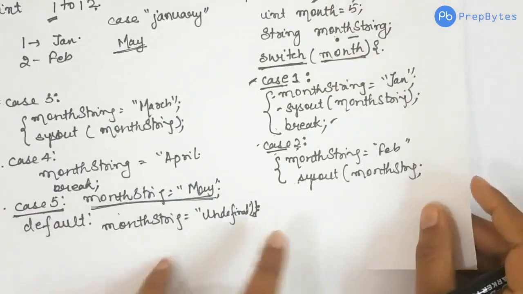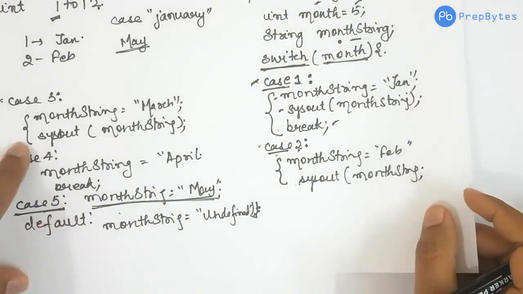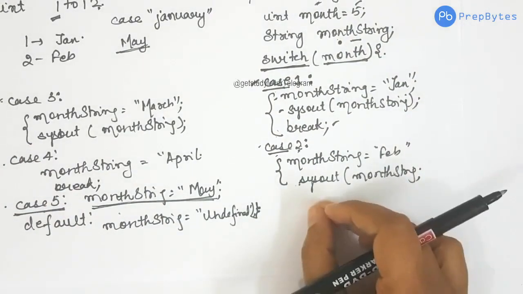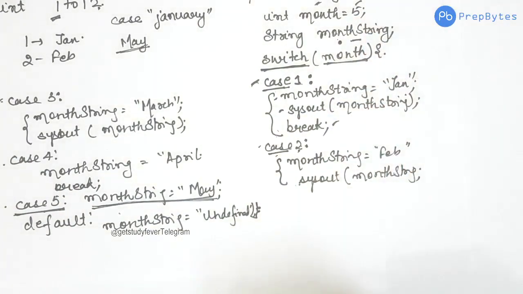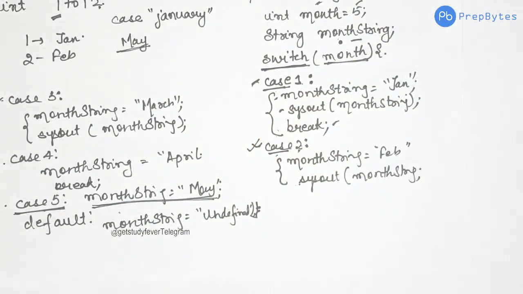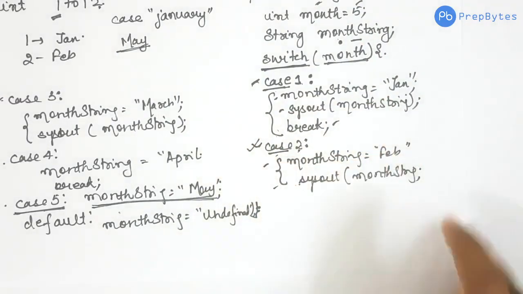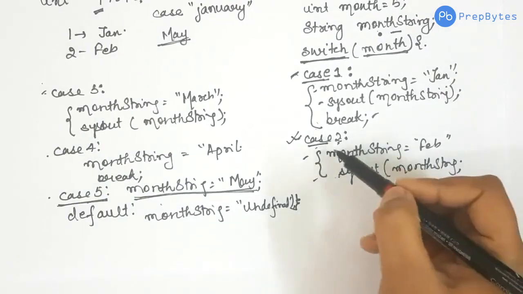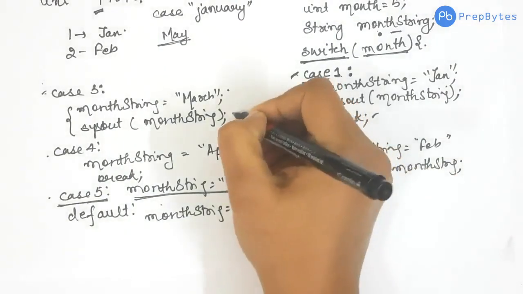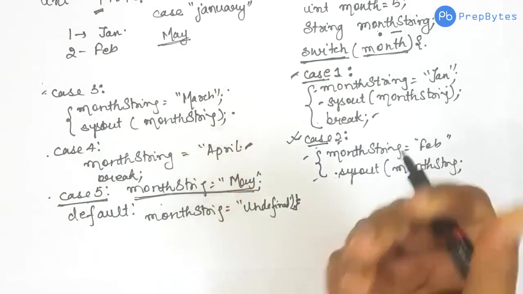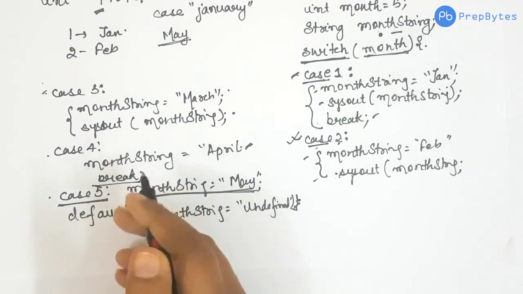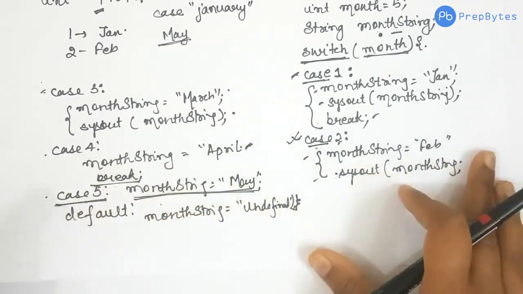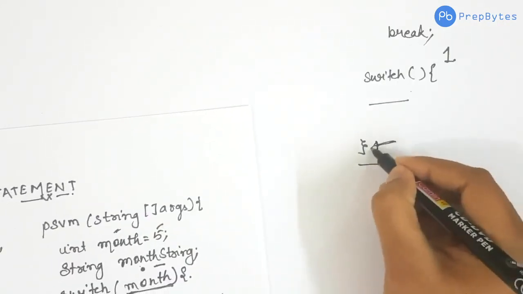Now you can see that I haven't added a break here. So what happens if we don't add break in switch? Let's say the month value is 2, case 2 gets executed. These two statements get executed, and since break is not there, the execution continues. These statements get executed, and only when a break is encountered does the execution stop, and the control comes out of the switch statement.